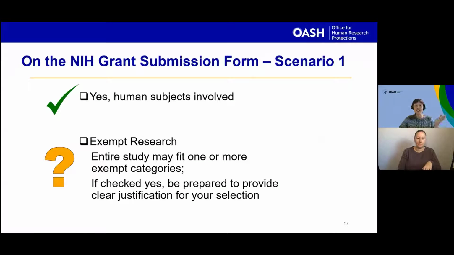So on your grants submission, you would check yes to human subjects involvement. And then I left the part about exempt research as a question mark because it really depends on whether the entire study fits into one or more of the exempt categories. If you check yes here, be prepared to provide a clear justification for why that particular exemption is satisfied. And I'll say a little bit more about exemptions later on.